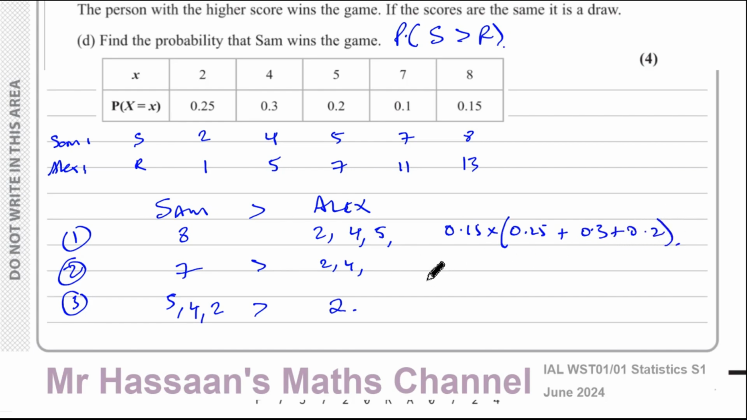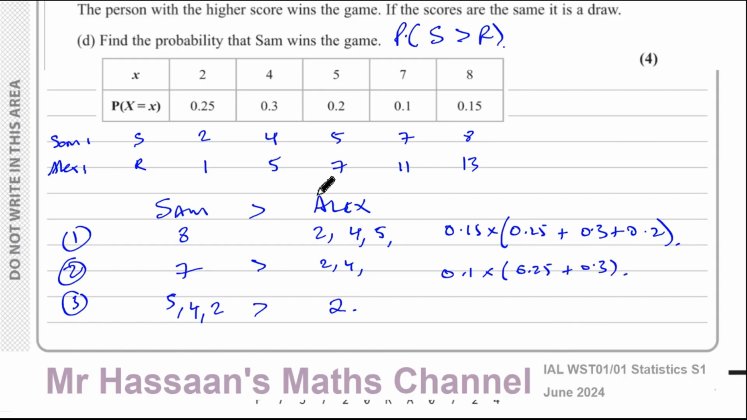Okay, the second scenario, if Sam throws a 7. If he throws a 7, then he's going to get more than Alex scoring a 2 and a 4, because 2 becomes 1 for Alex and 4 becomes 5, but 5 becomes 7, so we can't be equal to it. So basically, you're going to have a 7 is 0.1 times 0.25 plus 0.3.